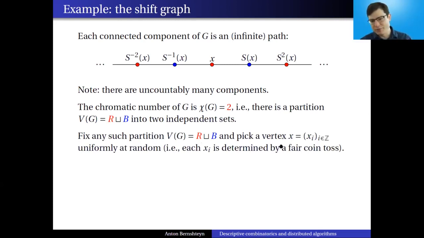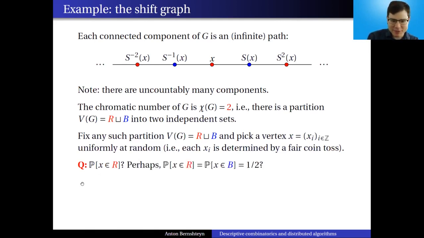And now, remember, my vertices are sequences of zeros and ones. I can pick one randomly by tossing a fair coin for every position. So I have infinitely many independent random coins, each of which with probability 1/2 is heads and probability 1/2 tails. And using these coins, I determine the sequence of zeros and ones randomly. Let's call this X. It's a randomly generated vertex of my graph. What is the probability that this vertex is colored red? It's colored something, either red or blue. What's the probability that it's red?